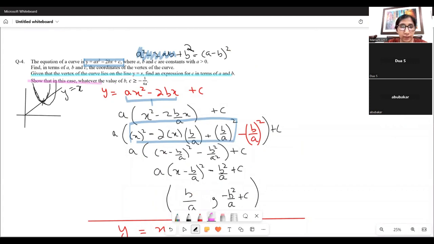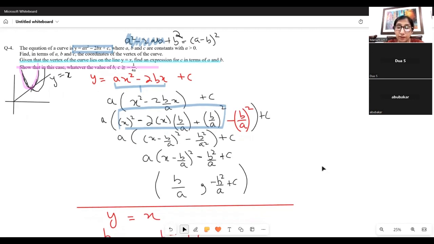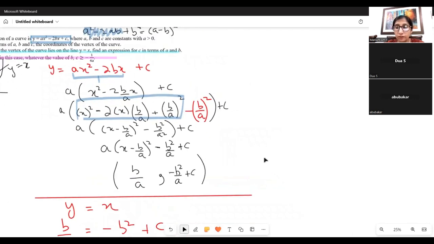Show that in this case, whatever the value of b, c is always greater than or equal to minus 4 by a. In this case, it means that the curve and the line y equals x intersect. We don't know if it's 1 point of intersection or 2 points of intersection. So what's the case of the discriminant when we're unsure whether it's intersecting at 1 point or 2 points?